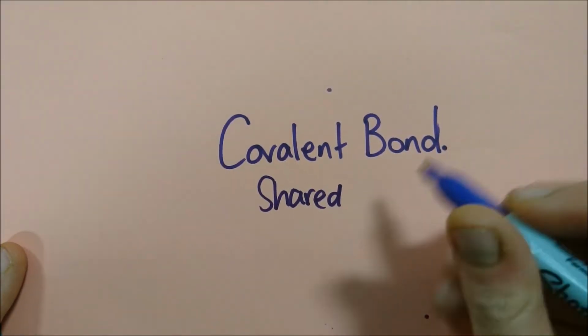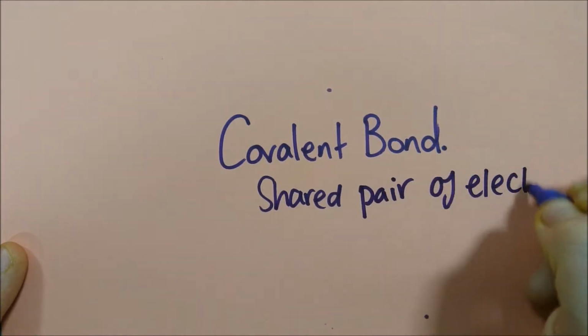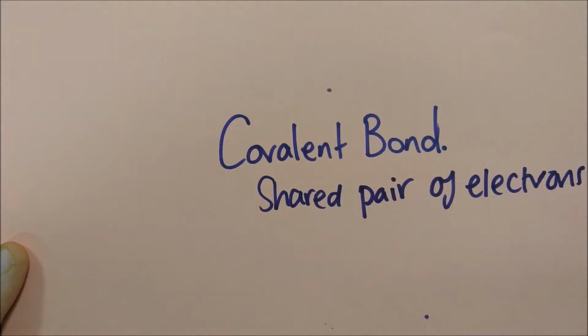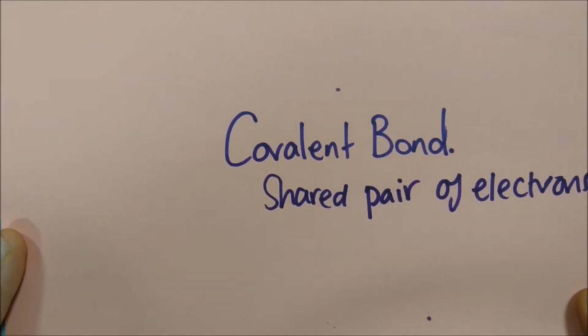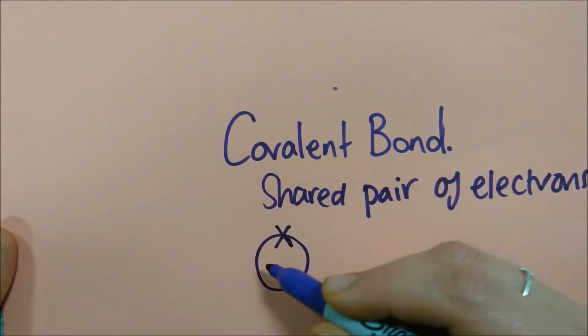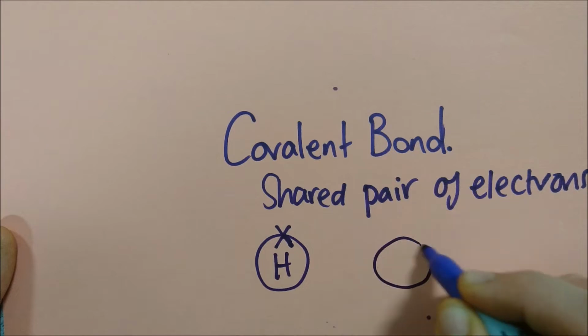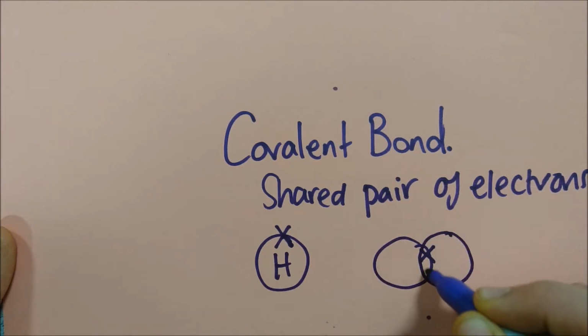About what a covalent bond is, it means a shared pair of electrons. Atoms want to share electrons so that they can have a full outer shell. So if we look at something like hydrogen, it's got one electron in its outer shell. That's not a happy hydrogen. But what he could do is share that electron with another hydrogen.